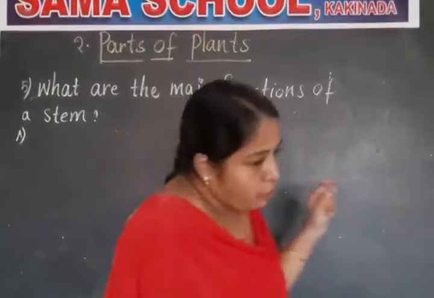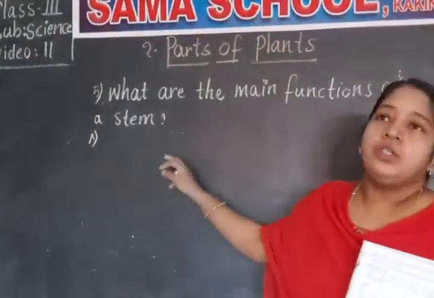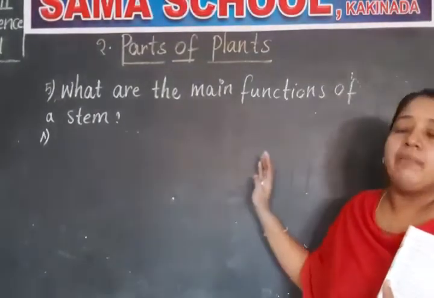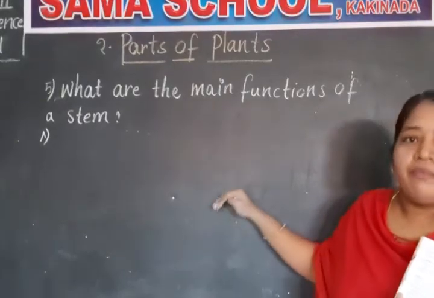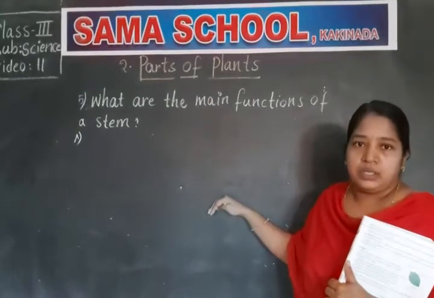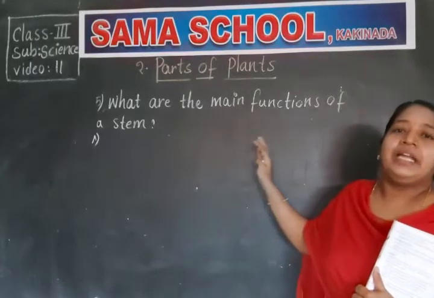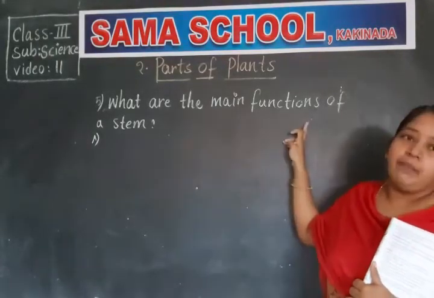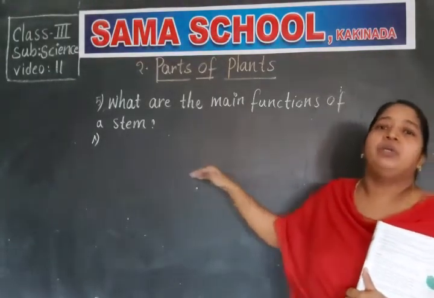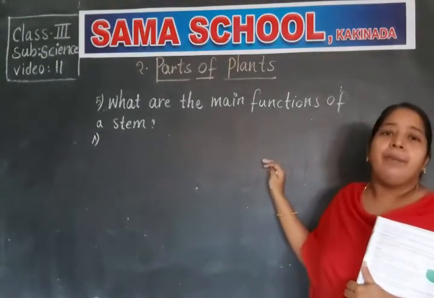So already we learned what are the main functions of a root, and this question, what are the main functions of a stem? Already the water and minerals are absorbed by the roots, and this absorbed water and minerals are carried to the leaves with the help of the stem. From the leaves it goes to different parts of the plant body.